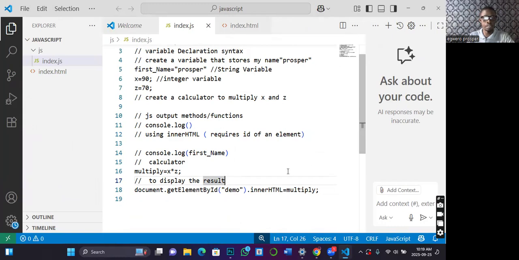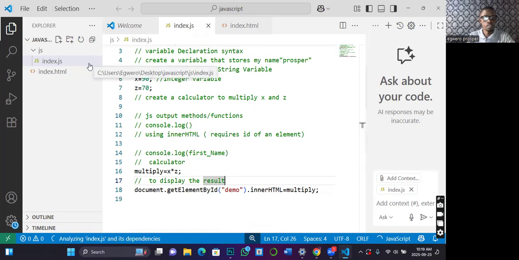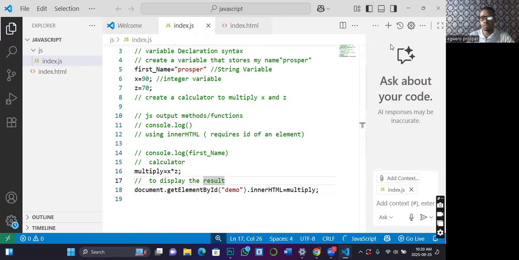We outputted the value with, was it console.log? We also outputted value with inner what? HTML. Inner HTML. Does anybody have an issue with these 2 outputs? Because we also quickly showed, or maybe in the process, we chipped in the other 2, which can also be used based on the scenario.